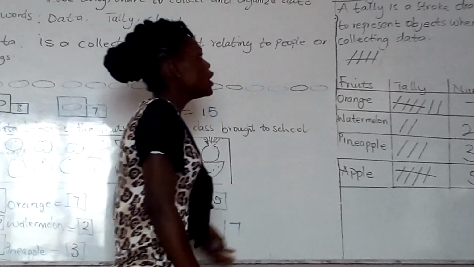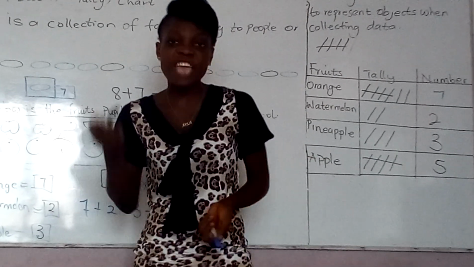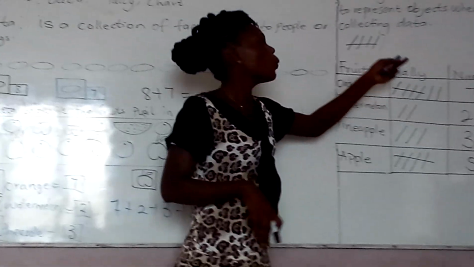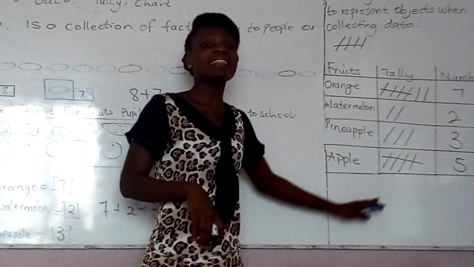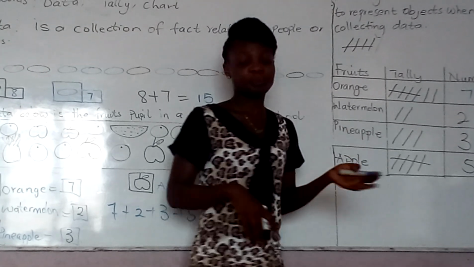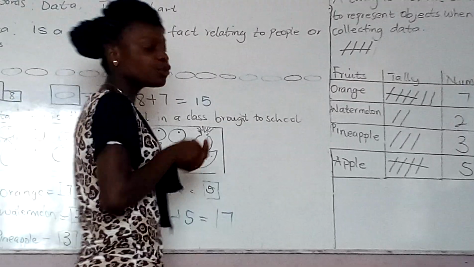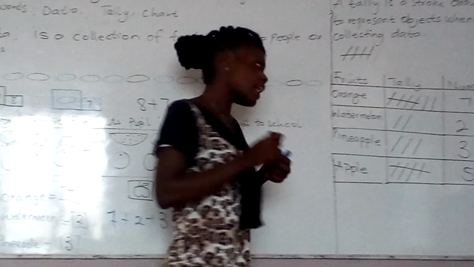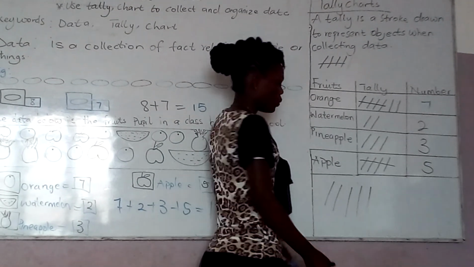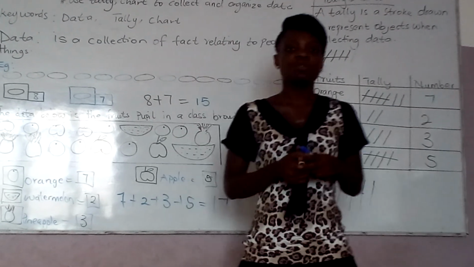So with tallying, you use the strokes. When you see a stroke in the chart, the strokes are used to represent objects when collecting data. So the strokes are what? Tally. And I said that when you are drawing the strokes, the fifth one, you use it to cross the 4. You don't add it like this, 1, 2, 3, 4, 5. No. The fifth one, you use it to cross the 4 strokes.